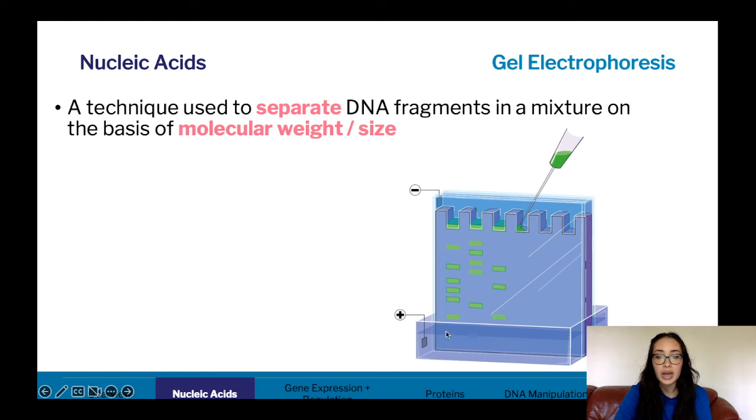And the DNA will migrate through those pores to try and get to the other side, the positive electrode. Because it's negatively charged, it wants to move to the positive side. And so it will separate based on size and weight. Those which are smallest are going to get there faster because they're really tiny, whereas those which are larger are going to get stuck because they can't go through the pores as well.